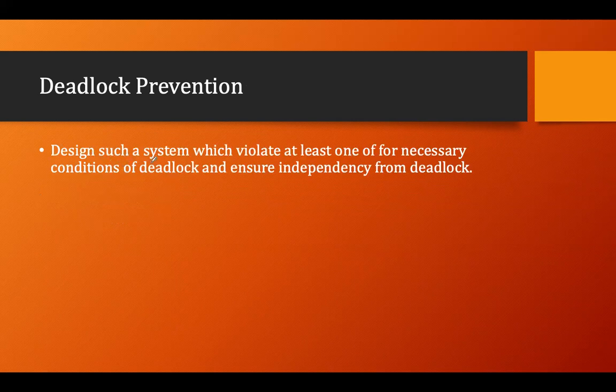So we design such a system which violates at least one of the four necessary conditions of deadlock and ensures independence from deadlock. That is the idea behind the deadlock prevention technique. It says that if we design a system in such a way that it will violate at least one of the four necessary conditions, we target that condition and ensure that it will never occur, so the deadlock also will not occur in the system. That is deadlock prevention. In deadlock prevention, there are different methods and techniques. We'll see them one by one.